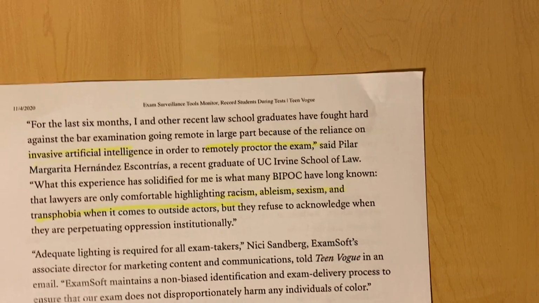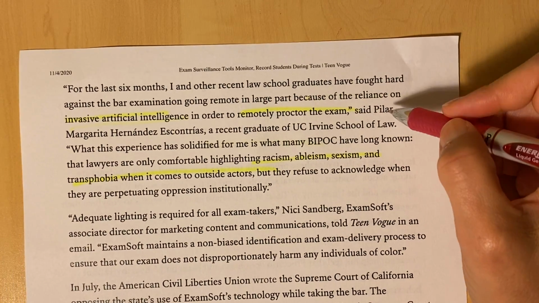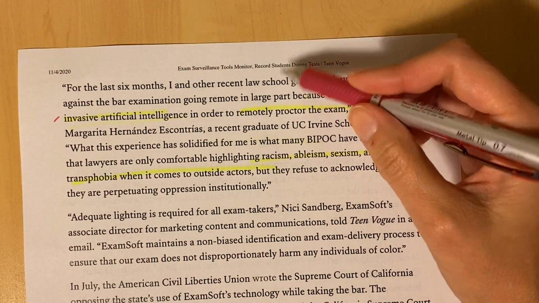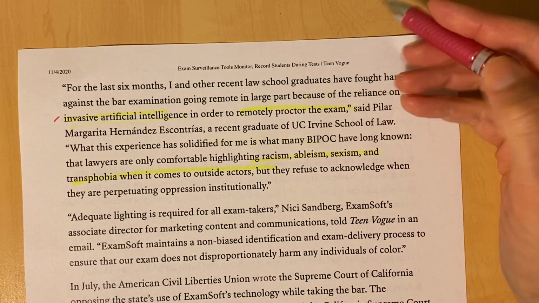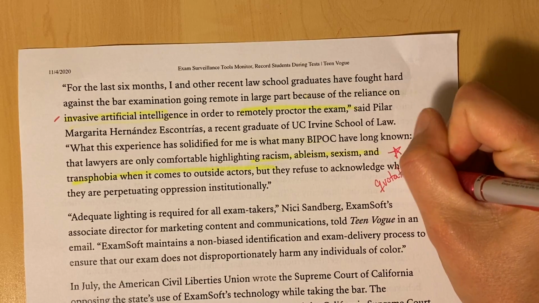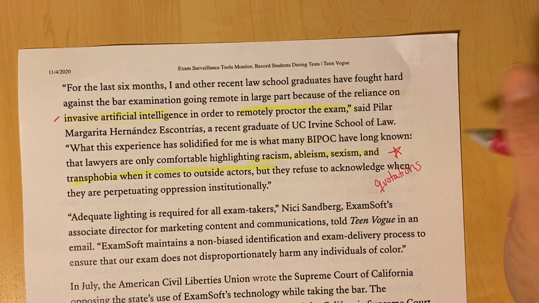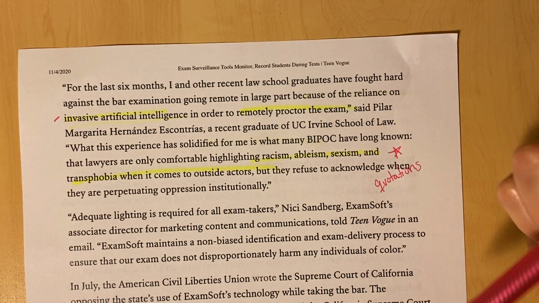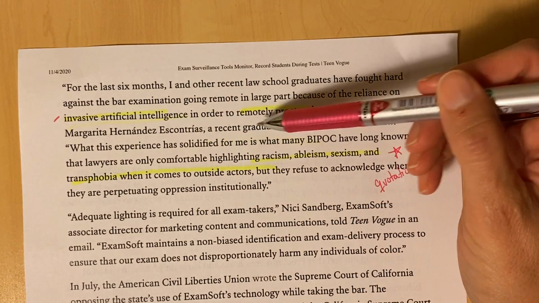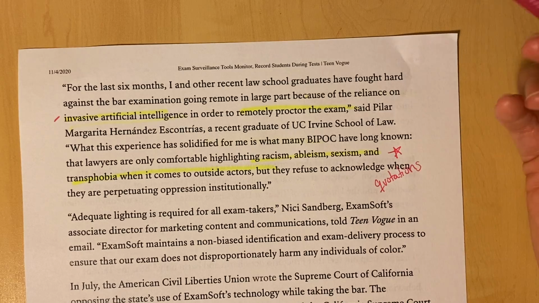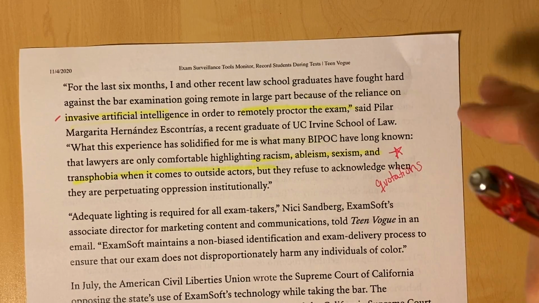And then let's go to almost the last page. For the last 6 months, invasive artificial intelligence, right? And notice kind of the language being used here. And I loved this. This was a great quote. When you think about using a quotation, you want really powerful quotations. Everything else you can kind of summarize, but this was probably a long interview for this one sentence that was like perfect. Right? "What this experience has solidified is a BIPOC law known. Lawyers are only comfortable highlighting racism, ableism, sexism, transphobia once it comes from the outside, but they refuse to acknowledge it on the inside," right? A very powerful statement.